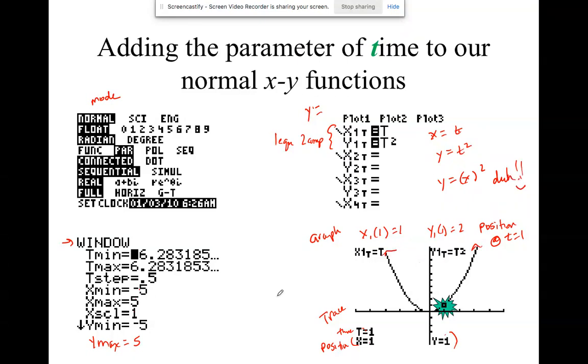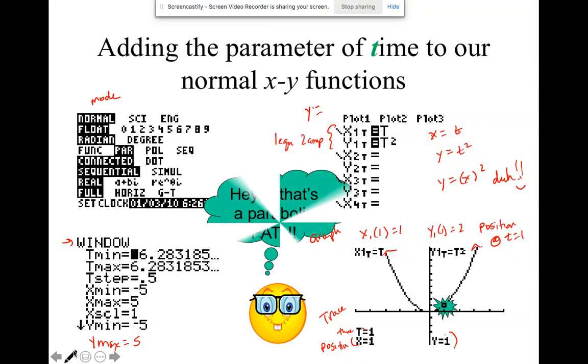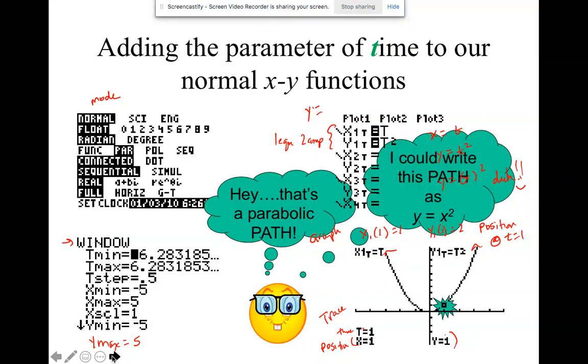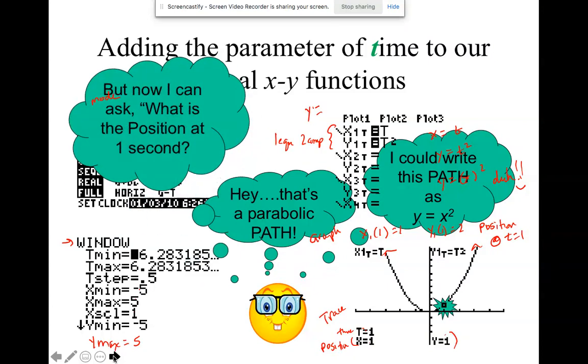Okay. Right? That's a parabolic path. But now I can ask about time. Whereas if I just had my function y equals x squared, all I get out of that is position. But now I can say, hey, at 1 second, where is the particle that's traveling this path? The projectile, the whatever.